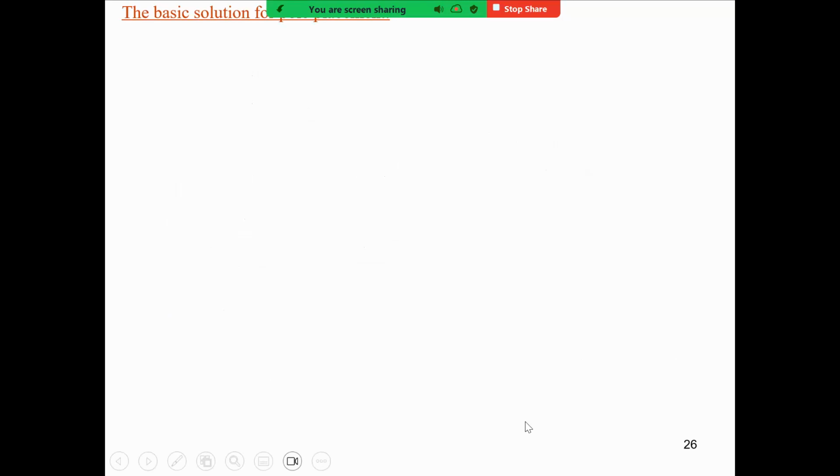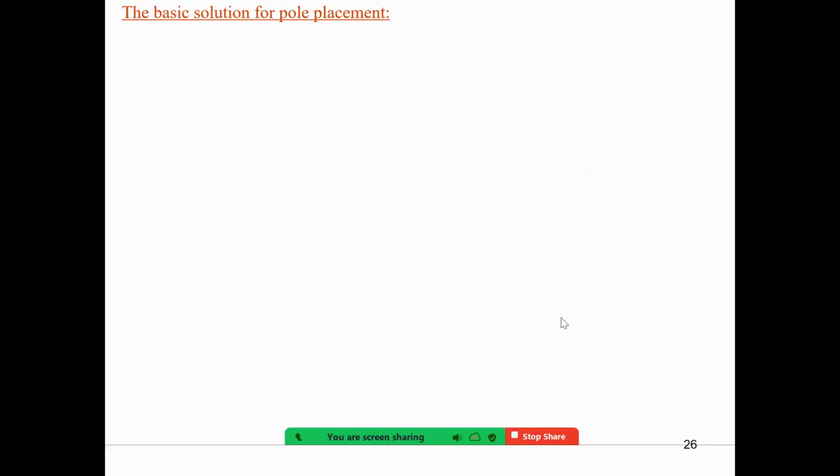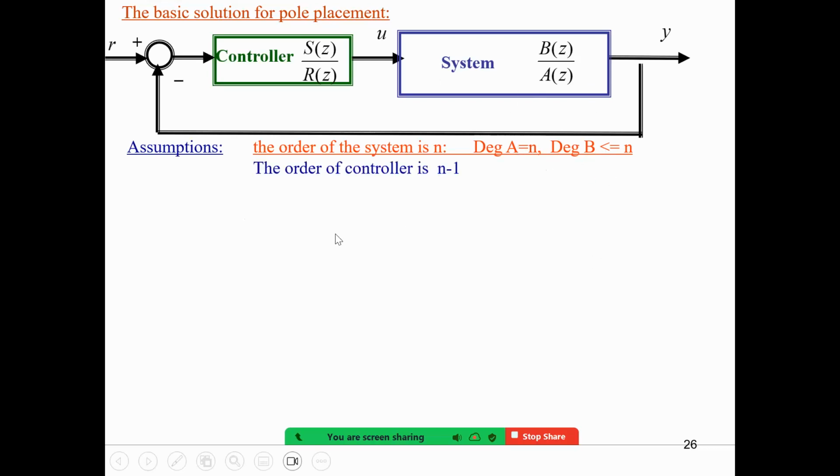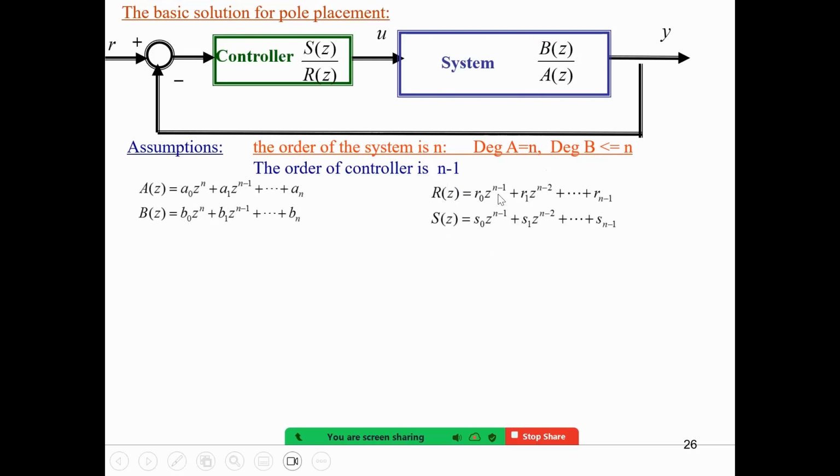Therefore, with that, we have a basic solution for pole placement with a transfer function. Given a transfer function, we know that the order of the system is n, which means the degree of A is n. The order of the controller, we put it as n minus 1. Let's write out the form, which means A and B are in this form. The order is n, A naught is not 0. R and S, because the order of the controller is n minus 1, each have n design parameters. So overall, there are 2n parameters.